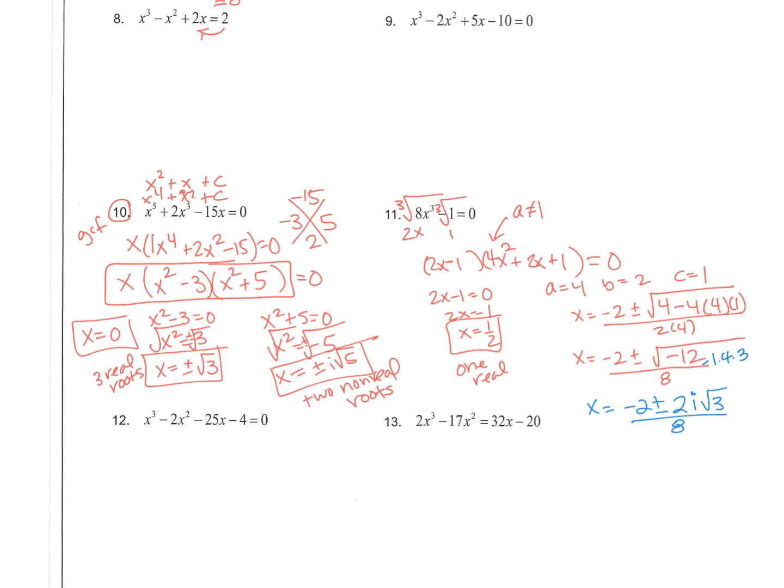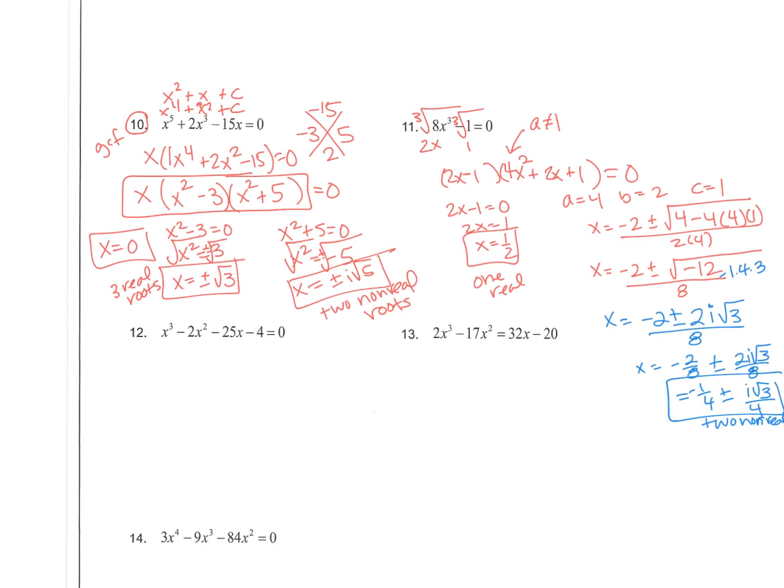So I would get x equals negative 2 over 8 plus or minus 2i root 3 over 8, and both of those reduce to my final answer of negative 1/4 plus or minus i root 3 over 4. And this is my 2 non-real roots for a total of 3 roots for my 3rd degree polynomial. So if I could keep moving this up.